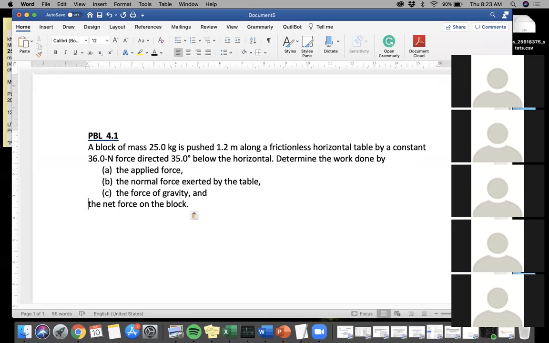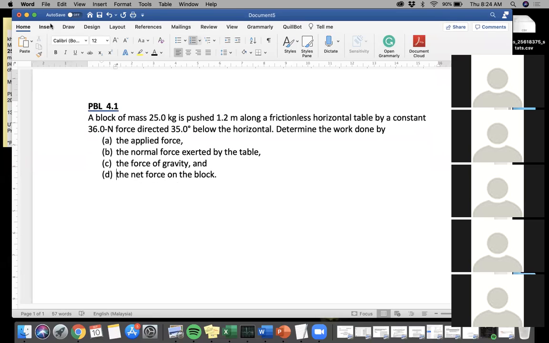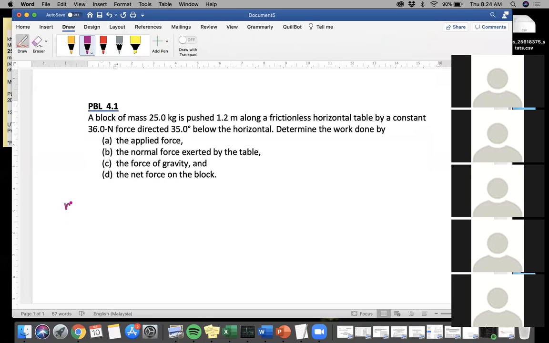Okay, so this is D. Let's do this one. A block of mass 25 kilograms is pushed 1.2 meters. So this is our delta X, and this is our mass. Delta X is 1.2 meter along a frictionless horizontal table, so we don't have friction, by a constant 36 Newton force. So F is 36 Newton directed below the horizontal.